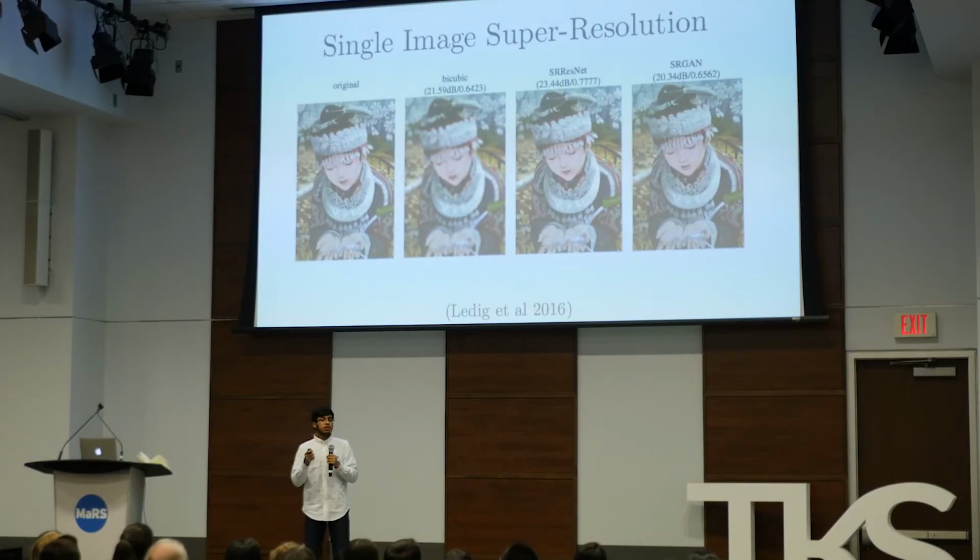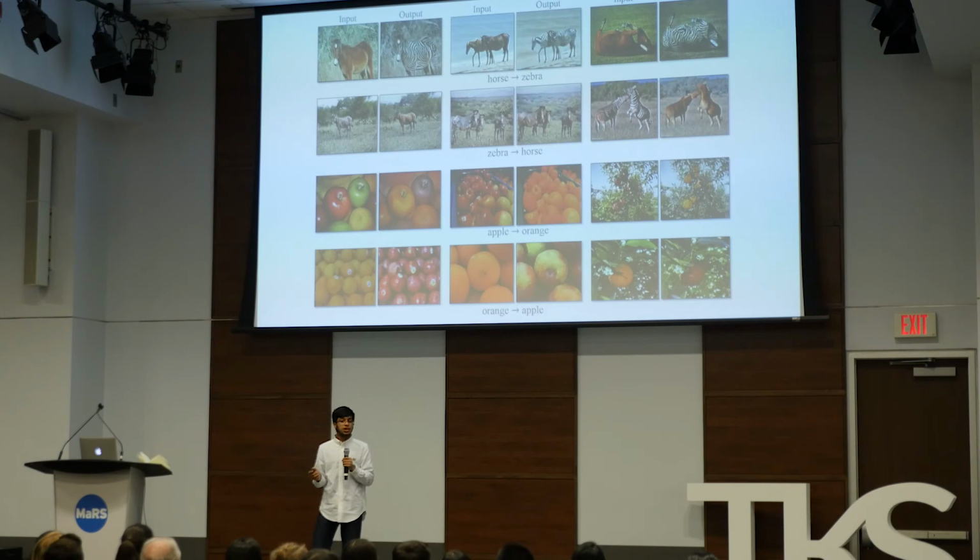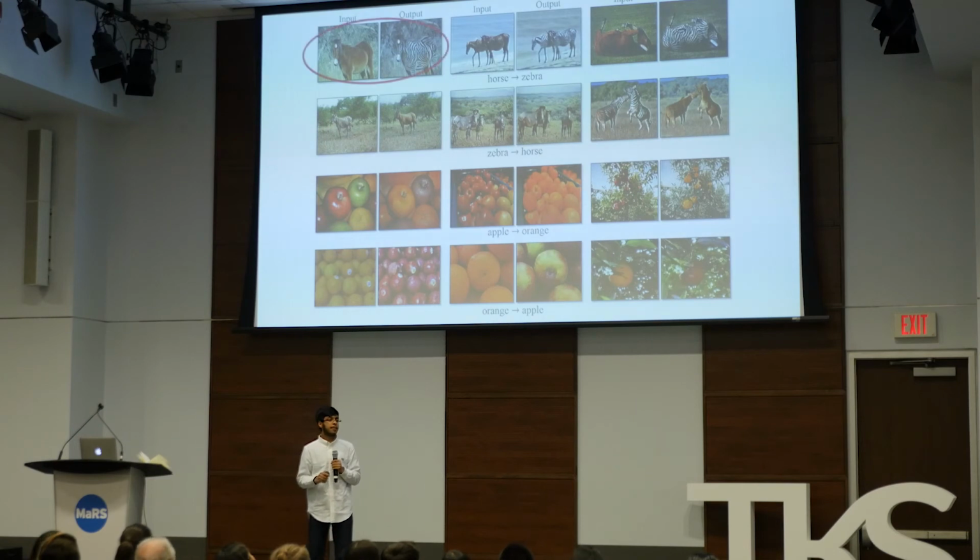Then we've also done super resolution. We've taken images that are low resolution, and then we've used a GAN to pick up the features of that image and make it more clear. We've also done stuff like style transfer. We can take a picture of a horse and add a pattern of a zebra on it, like this, or over here. We can also take an apple and make it look like an orange.